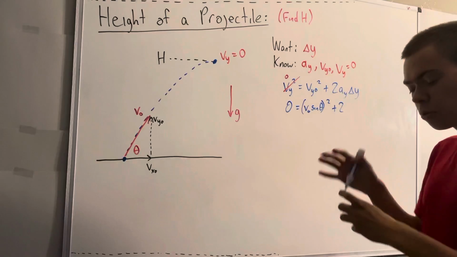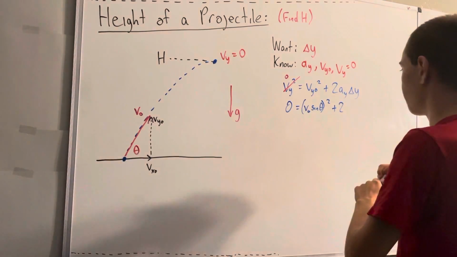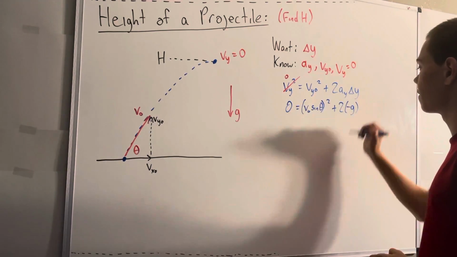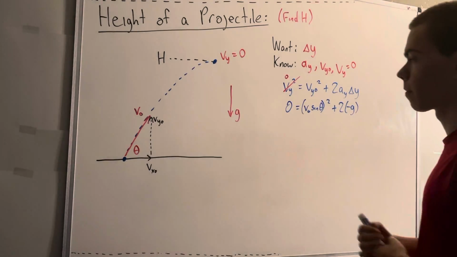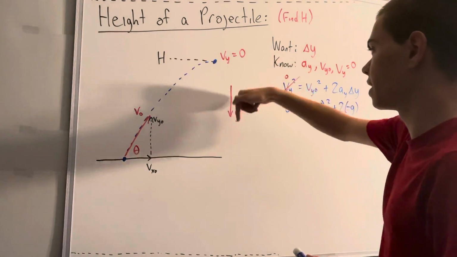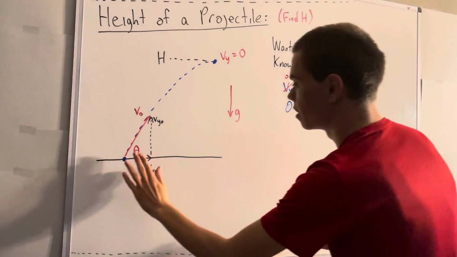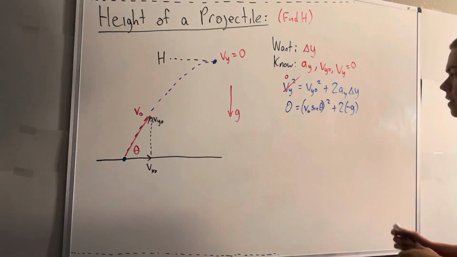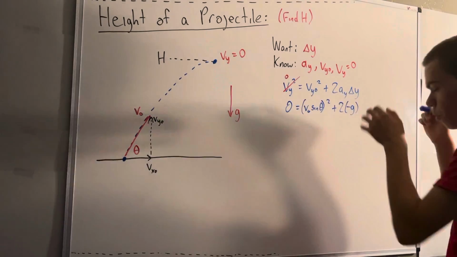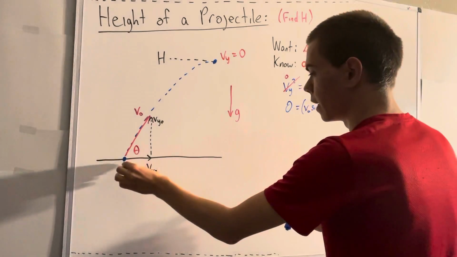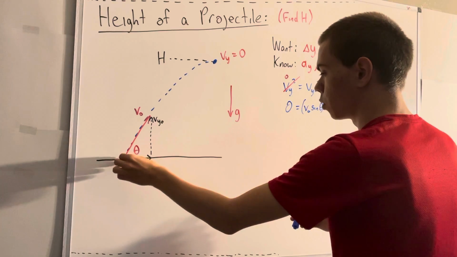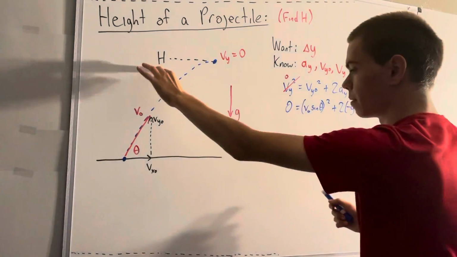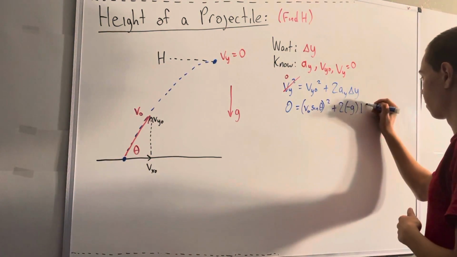Now, ay is the acceleration in the y direction, which is just the acceleration due to gravity. Except we have to put a negative sign in front of it. And the reason why is because the acceleration due to gravity points in the downward direction, right? It points in the opposite direction that the ball is moving vertically. So we have to put a negative sign there. And delta y refers to the vertical displacement of the ball. It goes from a vertical position of 0 to a vertical position of h, right? So really, our vertical displacement is just h minus 0, or just h.